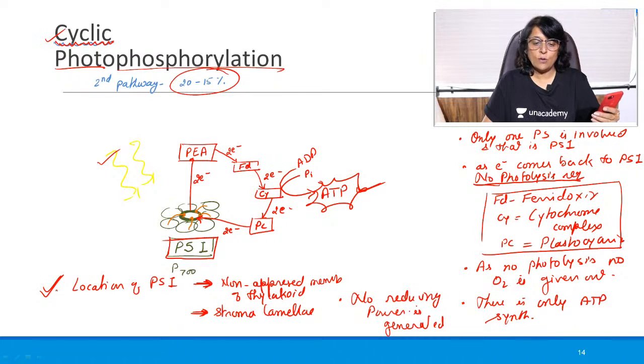If you have any doubt in cyclic, you can ask that. So I'm going to wait for a couple of minutes. Aradhya has also answered as stroma lamella.